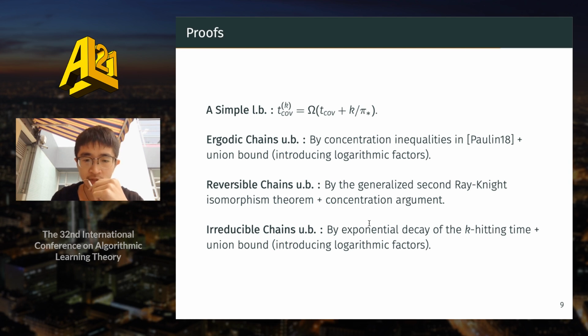And for irreducible chains, we are also able to bound it by the exponential decay of the k-hitting time of Markov chains plus a union bound, which also introduces logarithmic factors.